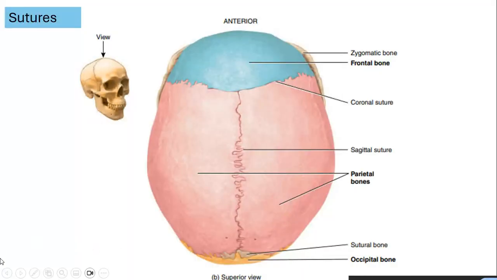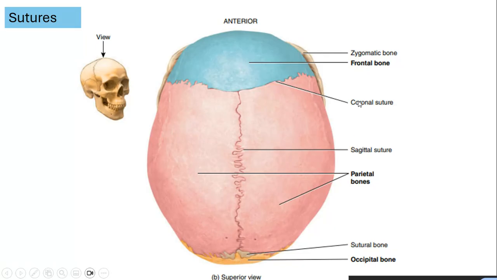So this is the anterior of the skull. This is zygomatic bone. This is a frontal bone. As you can see, this is called coronal suture. This particular one that connects the frontal bone and the parietal bone, that is a coronal suture. This in the middle, it doesn't say mid-sagittal, but consider it to be a sagittal suture, right? Parietal bones, these two are parietal bones. This is a sutural bone. This particular little thing, this is an occipital bone, right?